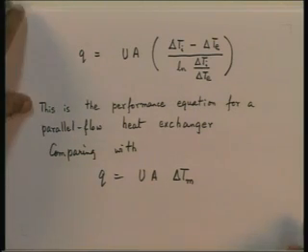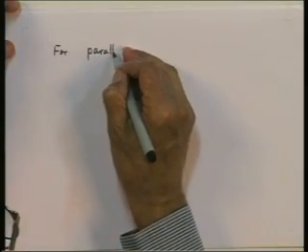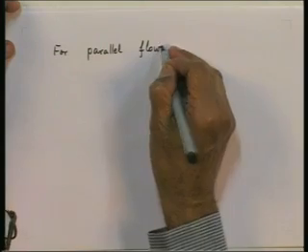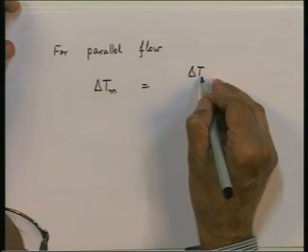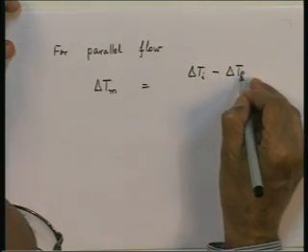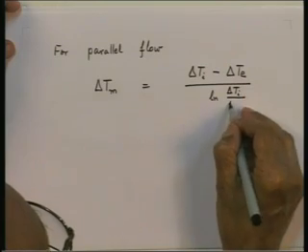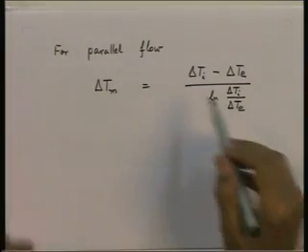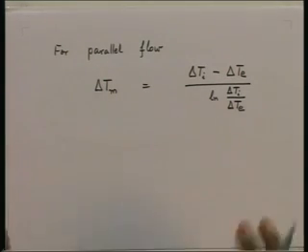Then you can see for parallel flow, comparing with this, delta T m is equal to delta T I minus delta T e divided by logarithm to the base e delta T I by delta T e, and delta T I is T h I minus T c I, delta T e is T h e minus T c e. So, we have achieved our objective now.